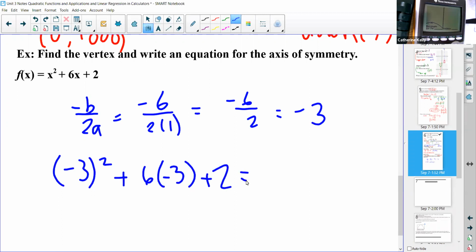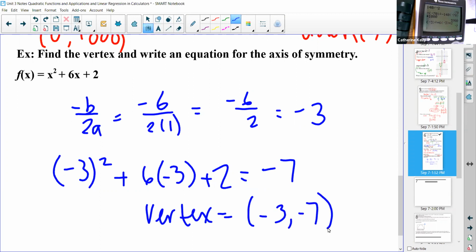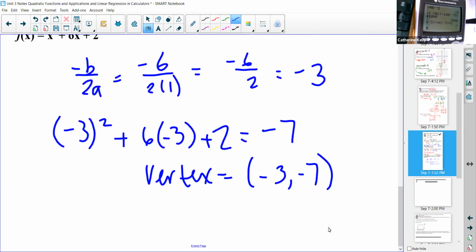And calculator doesn't do errors, so I'm going to put it in my calculator. Parentheses negative 3 squared plus 6 times negative 3 plus 2, and it gives me negative 7. So my vertex is negative 3, negative 7, and then my axis of symmetry would be x equals negative 3.